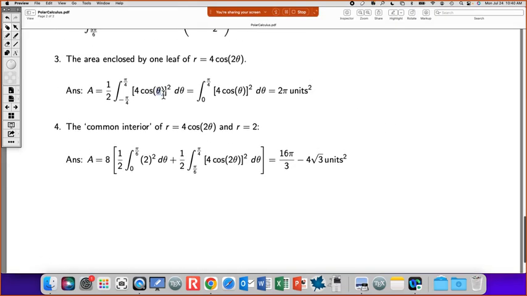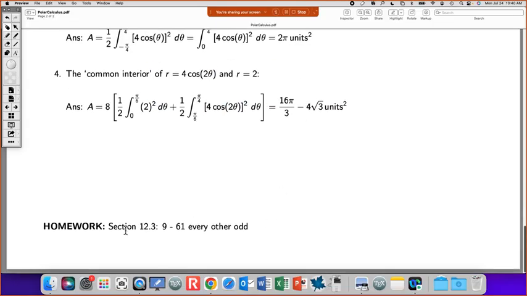So once again, these thetas in number 3 should be 2 thetas. I'll fix that right away and upload a new version of it. And there's your homework.